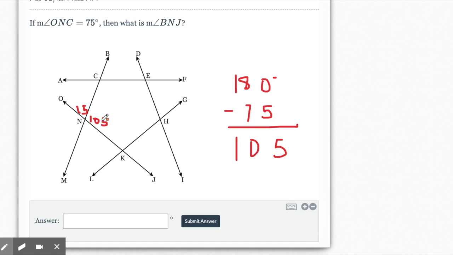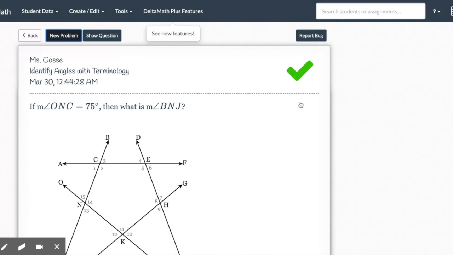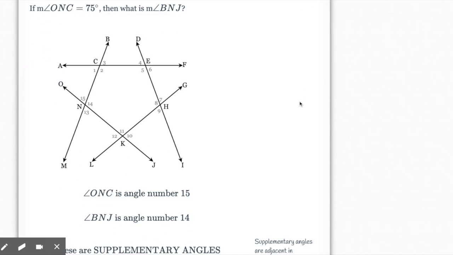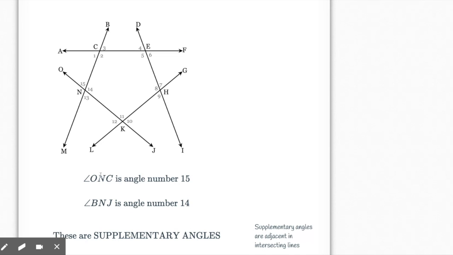Obviously, you guys are not going to be drawing on your screen like I am, but once you find the answer to that, then you can go ahead at the bottom and you're going to type in 105 and click submit. And you're sure. And again, it shows you, yes, that's correct. And then afterwards, it'll number them and say like, ONC is angle 15, just so it's easier for you to find it.